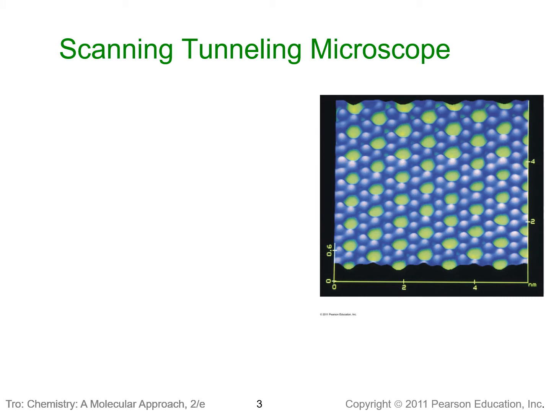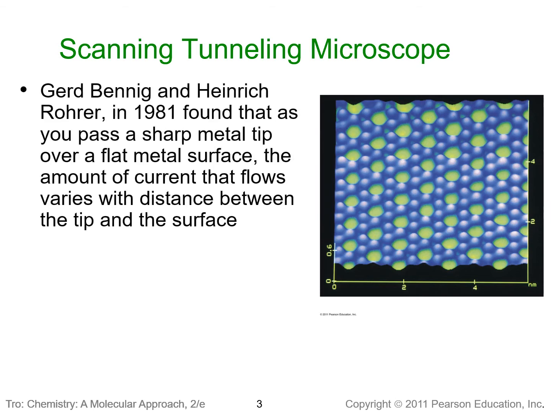Atoms are so tiny that we cannot see them using a light microscope, but we do have ways that we can observe their presence. We can use a scanning tunneling microscope. In 1981, it was found that if you pass a very sharp tip over a flat metal surface, the current that flows between them changes depending on how far that tip is from the surface. By moving across in a very organized fashion, we can see the atoms on the surface.